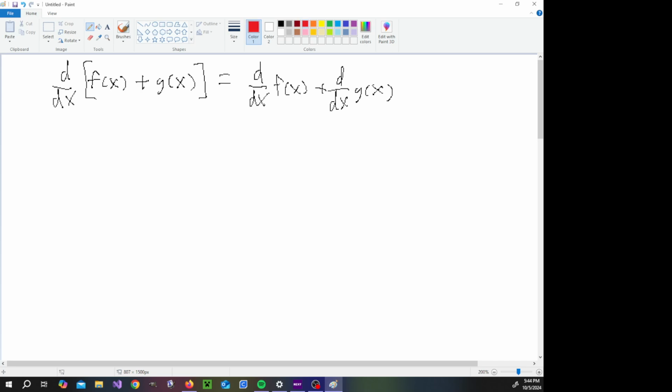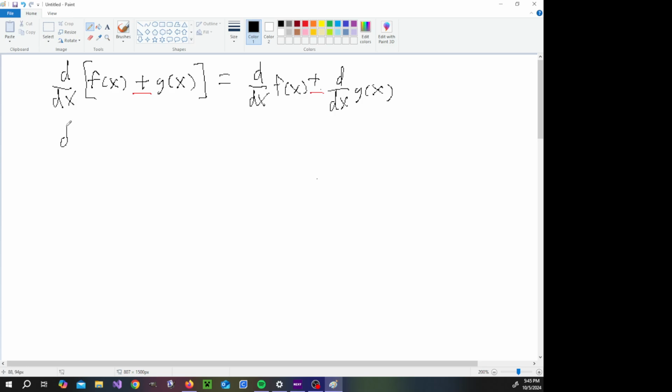Well, luckily for us, it also distributes across subtraction. So if I maybe make this plus and minus look a little bit better, then the derivative of f plus or minus g is the derivative with respect to x of f, plus or minus whatever that original operation was, with the derivative of g.